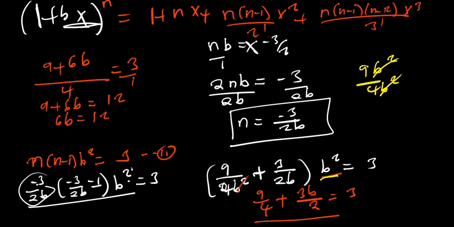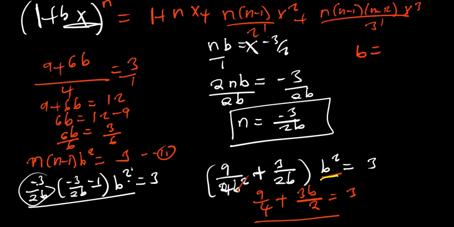9 goes to the other side, minus 9. So 6b is equal to 12 minus 9, this becomes 3. Divided by 6, divided by 6. Therefore, b is equal to 1 over 2.